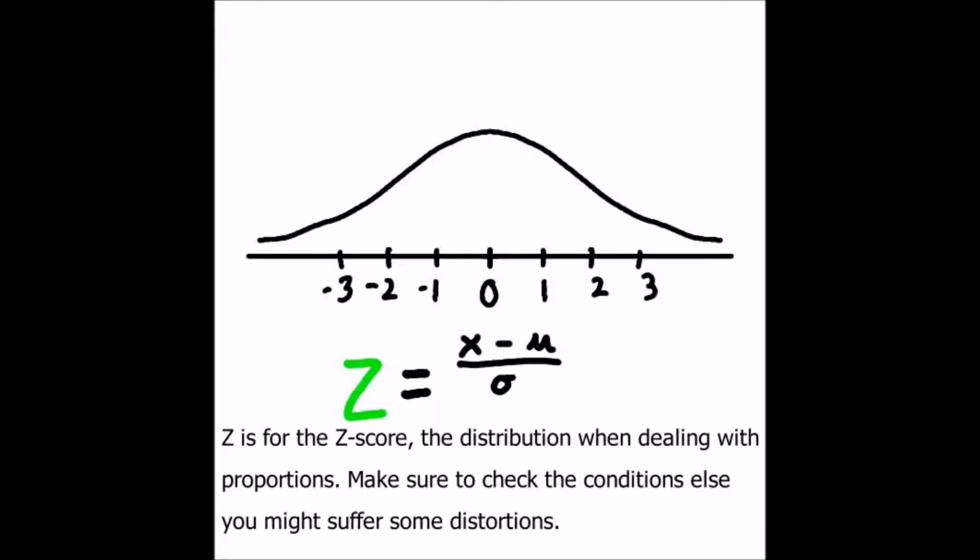Z is for the z-score, the distribution when dealing with proportions. Make sure to check the conditions, else you might suffer some distortions.